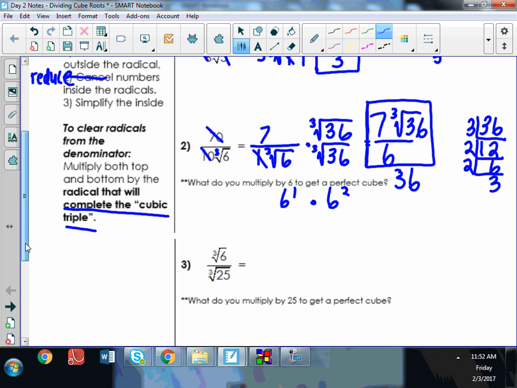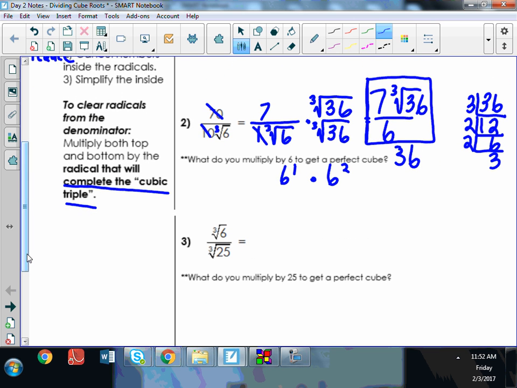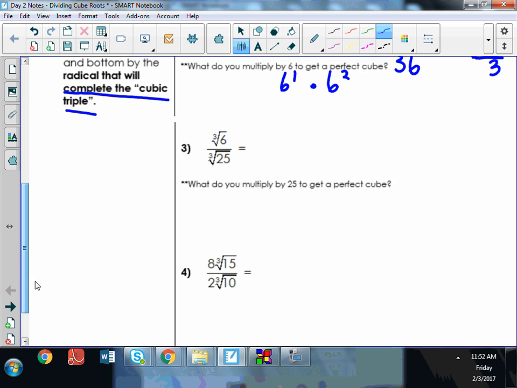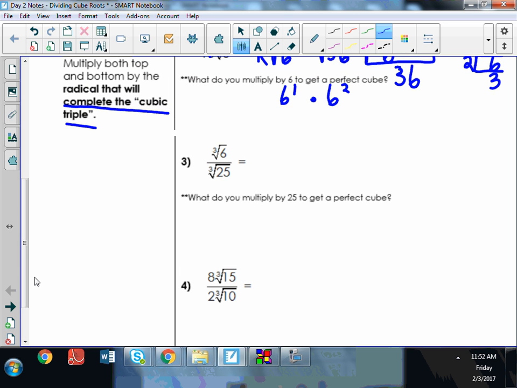So you kind of get the idea. We needed 2 more 6's to make a triple. Now sometimes you have to kind of look at the problem though. Like number 3, I can't reduce 6 and over 25. Even though they're both inside numbers, they're not divisible by anything in common.